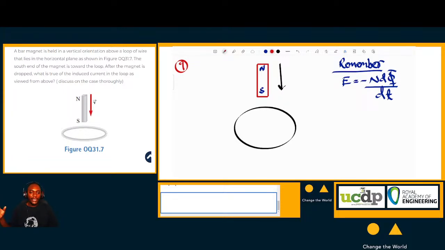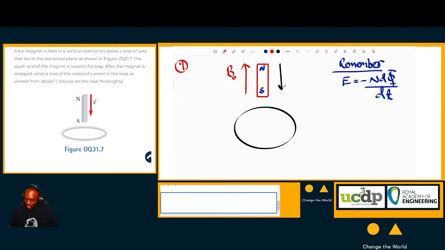Now, the question requires us to discuss or to identify or to determine the direction of the induced current in that loop. So first and foremost, let's identify the direction of the magnetic field due to the bar magnet. Okay, and we know that the magnetic field is always pointing towards the north. So which means that B, the original magnetic field, will be pointing upwards.